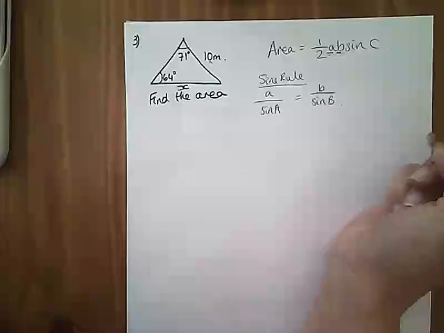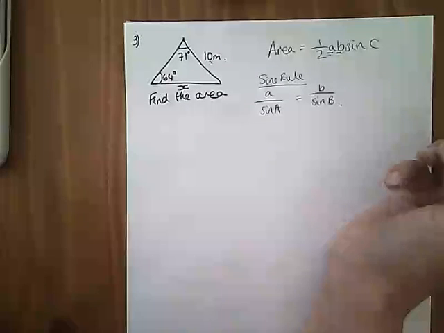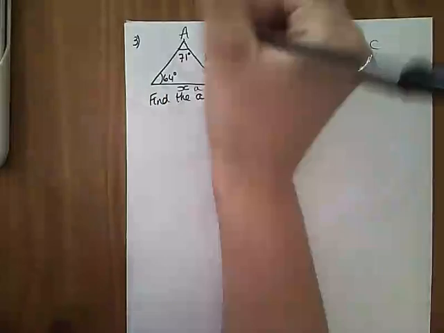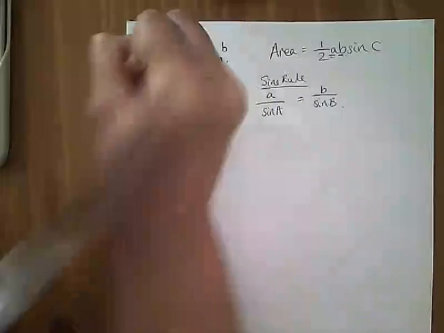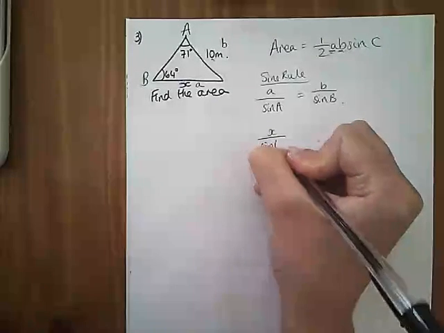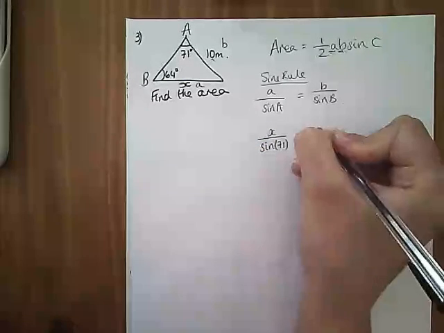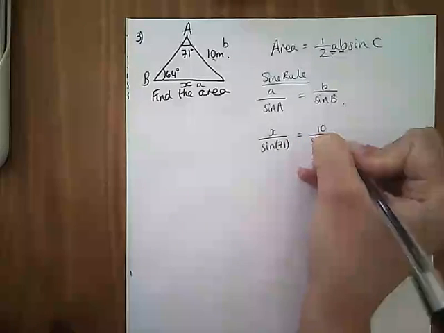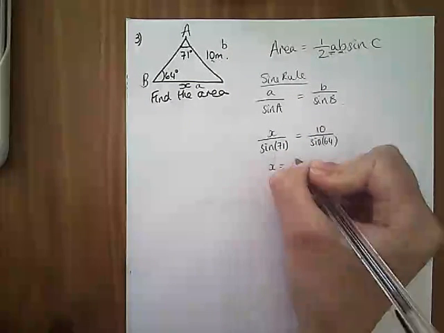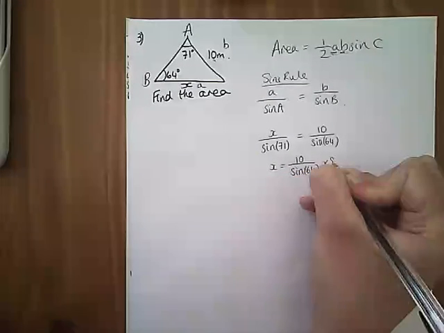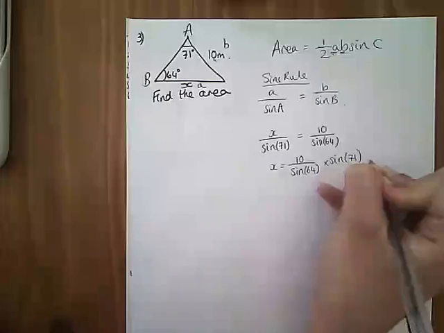Whatever we are trying to find needs to be called little a. So let's call this little a and this big A, that's little b, big B, and we can chuck it in. So we've got x over sine 71 equals b, which is 10 over sine 64. We want x on its own, so we need to times by sine 71. So 10 over sine 64 times sine 71.